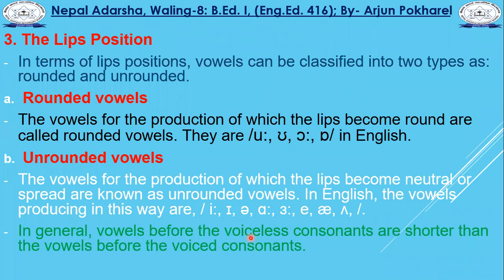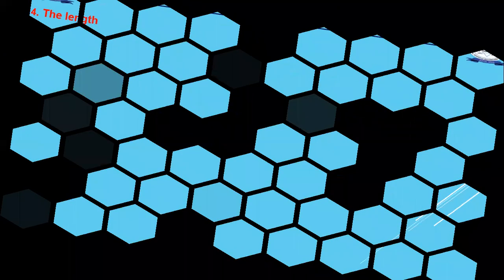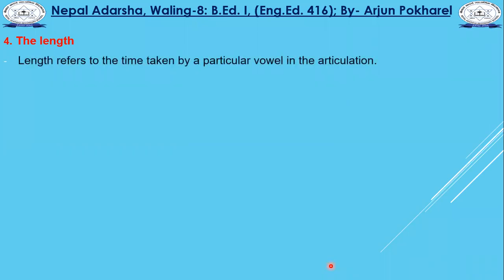In this way we have done the description of vowels on the basis of lip position. I think you have finished copying them, so I'd like to move to the next description: length. Length is the time duration taken by a particular vowel while producing it.